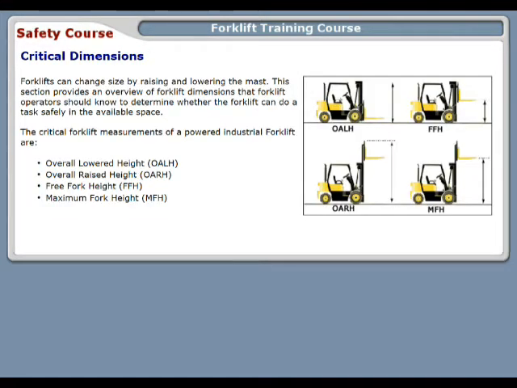Forklifts can change size by raising and lowering the mast. This section provides an overview of forklift dimensions that forklift operators should know to determine whether the forklift can do the task safely in the available space. The critical forklift measurements of a powered industrial forklift are overall lowered height, overall raised height, free fork height, and maximum fork height.